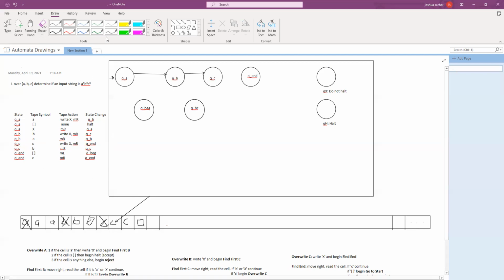Let's think about the end. So I found the end. If I'm in the find end mode, I can find a C and I don't do anything. I just move right. If I do find the end, what should I do now? Well, I'm going to move left now and look for the beginning. So I'm going to keep moving left until I find the beginning. I'm not actually going to mark off anything. I'm just going to move left.